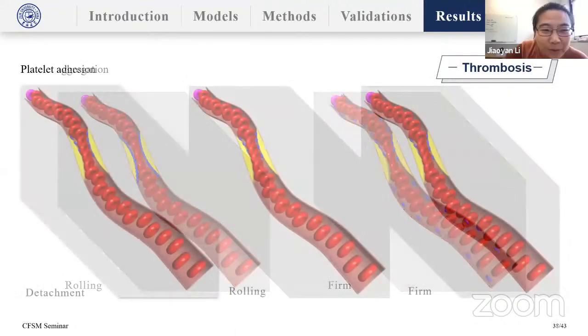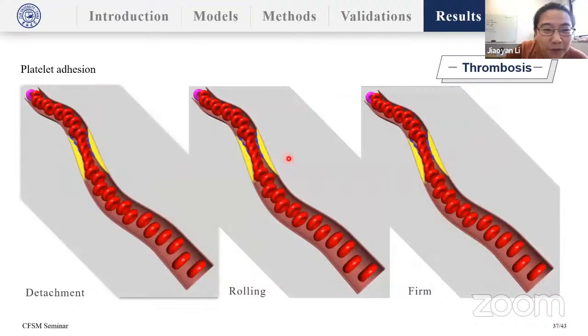So what are the blue particles? The blue particle is platelet. Oh, so the red is red blood cell. Oh, I see. So the blue is platelet. The platelet is detached from this yellow surface, and the platelet rolls on this yellow surface, and the platelet hangs on this.